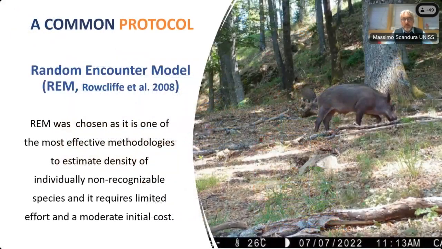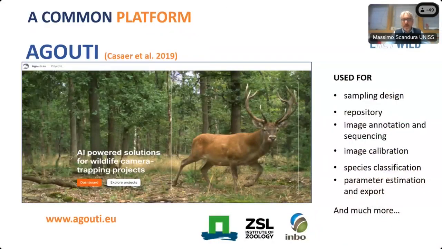So in the observation sites we have established in the past years, we have started to apply the common protocol that is based on the random encounter model, the REM model, developed by Rowcliffe and co-authors in 2008. But this will not be the only protocol developed and used by the observatory. So trying to reach different goals, we will try to develop other protocols also for small mammals, for instance, or for pathogens and so on.